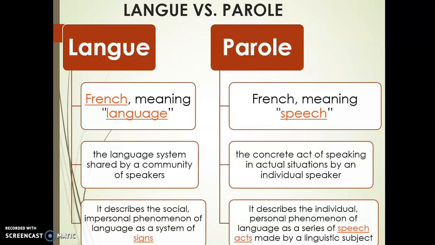So langue is a language system shared by a community of speakers, and it describes the social, impersonal phenomenon of language as a system of signs. And parole is the concrete act of speaking in actual situations by an individual speaker. It describes not the social, not the whole impersonal phenomenon, but the individual, the personal phenomenon of language as a series of speech acts made by a linguistic subject. So one is social, collective, and the other has to do with the person, what the person speaks and the speech acts of the individual.